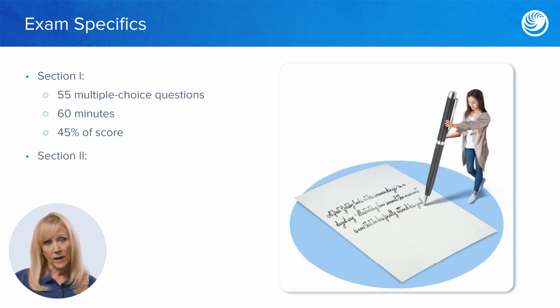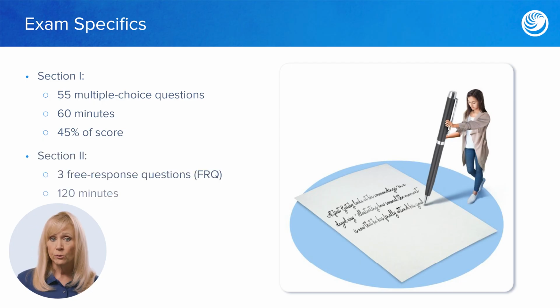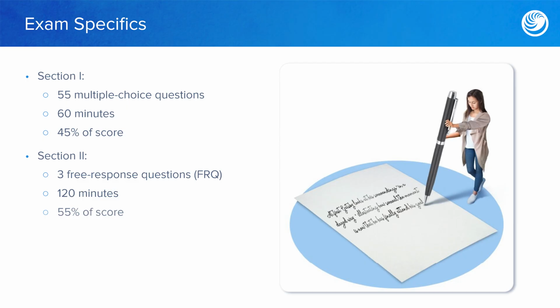Section 2 is the free response section, 3 essays in 2 hours: 1 poem analysis, 1 prose analysis, and 1 open-ended literary argument. That's approximately 40 minutes per essay. This section makes up the remaining 55% of the score. Let's look more closely at both sections of the exam. Understanding the exam's expectations lets you reverse engineer your instruction so that every discussion, writing prompt, and passage you explore is building the skills your students will need on test day and beyond.